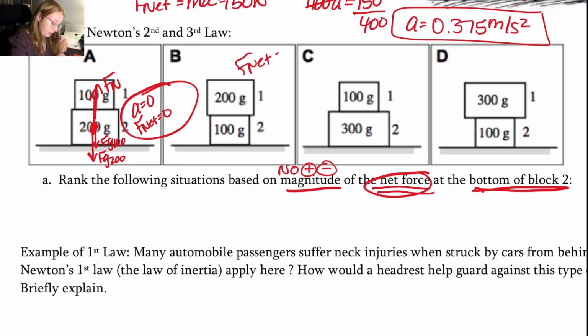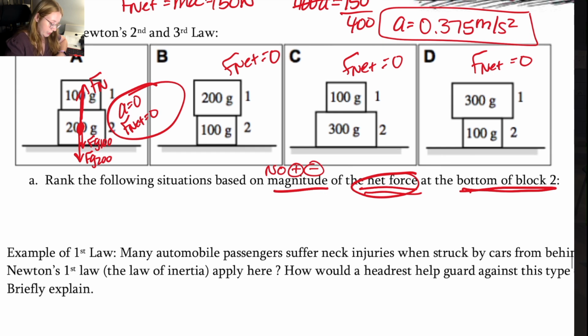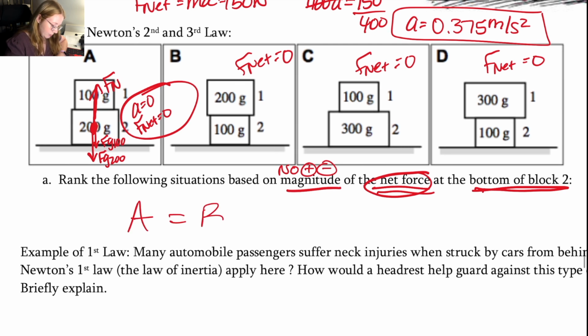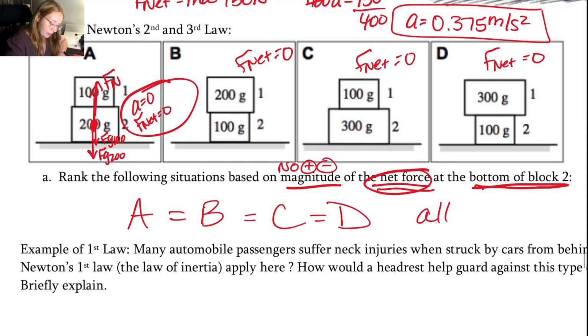Well, all of these are motionless, so I don't even need to do any work. I just need to know, if it's motionless, all the forces should cancel. So A is going to be equal to B, is going to be equal to C, is going to be equal to D, because they are all not accelerating, which means our net force should be 0.